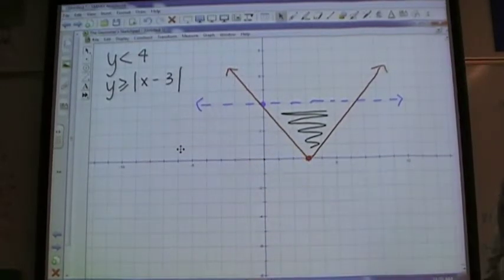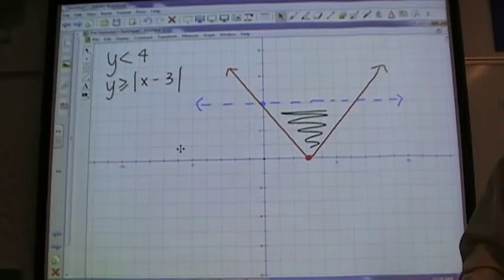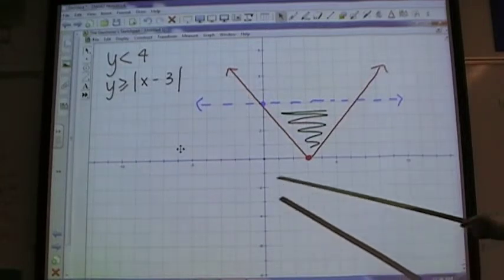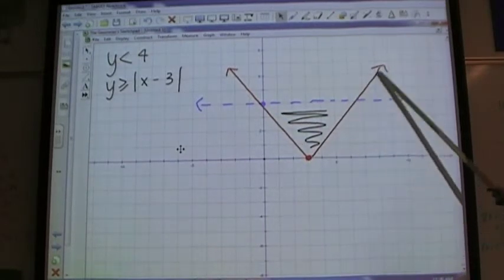Absolute value graphs, we just finished that. You know it should be a V shape. You should be able to look at it and tell whether it opens up or down. How do you know it opens up? If it's positive. Because it's positive in front of the absolute value. And you should be able to look at it and tell me the vertex is 3, 0. Okay? So you put a point at 3, 0 and just open it up.